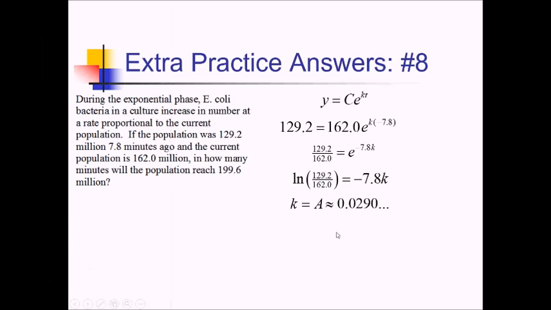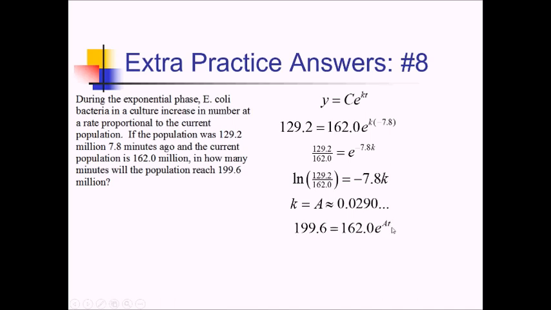So back to the problem, we want to know in how many minutes will the population reach 199.6 million. So now I'm turning around and solving for a t value. This time around, we've got 199.6 as my target value, as my y value here. Our current population is still 162. That's the initial condition, so to speak. This time around, though, I don't know t, but I have this k value that I set equal to a. So I'm going to write e to the a times t.